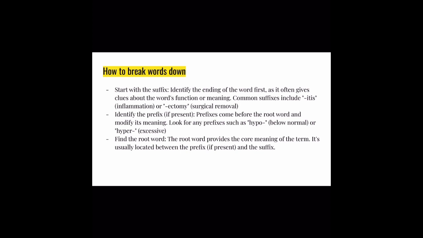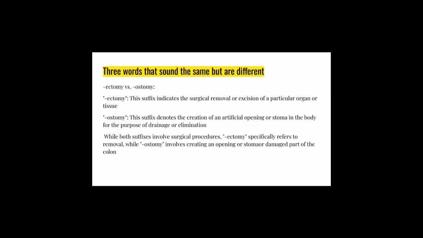Lastly, you find the root word. The root word will be what you are talking about. The root word provides the core meaning of the term. It is usually located between the prefix and the suffix. Now, there are very many different words, particularly suffixes, that sound the same but are very different and mean a completely different thing. 3 examples would be ectomy versus ostomy, itis versus osis, and algia versus dynia.